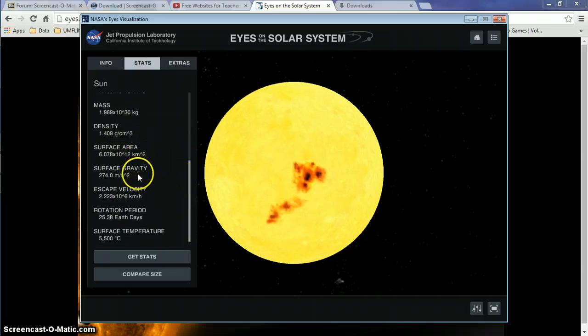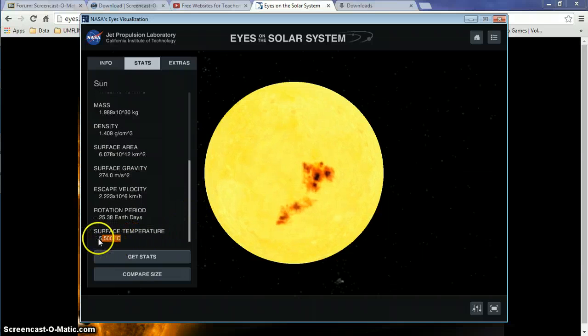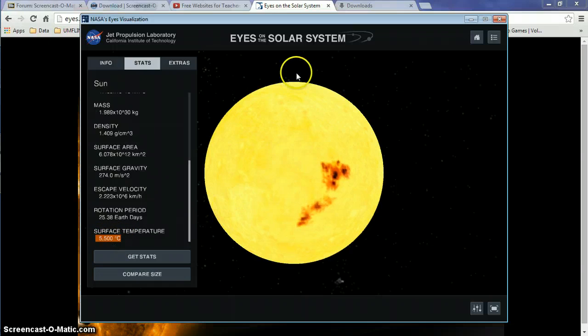Density, surface area. I want you to get all of this information. I want you to explain this information. So we've got the surface temperature of the sun, the surface, the top layer that you see, is 5,500 degrees Celsius.